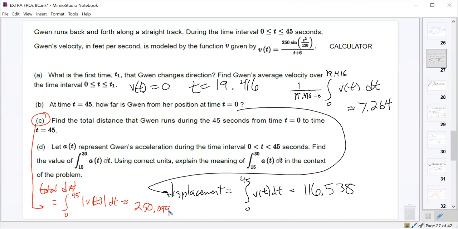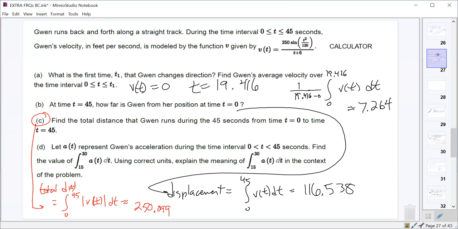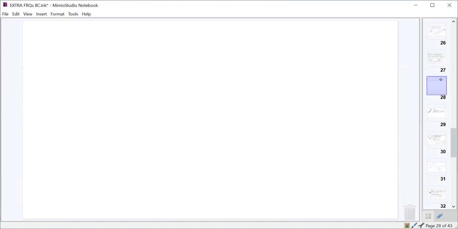All right. And then for part D, I need some more room here. For part D, we want to find the integral of her acceleration from 15 to 30. Well, the integral from 15 to 30 of acceleration ought to be v of 30 minus v of 15. And so all you've got to do is figure out what v of 30 is and what v of 15 is. And that's a lot of things for me to type in. So nobody really cares. I'm not going to type those in and get that exact value there.